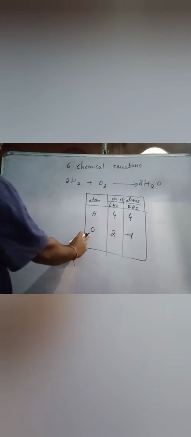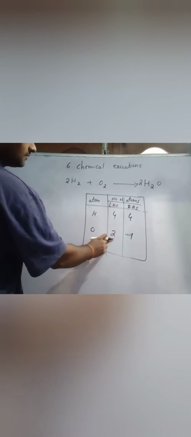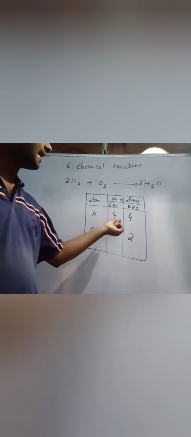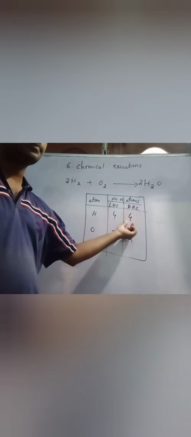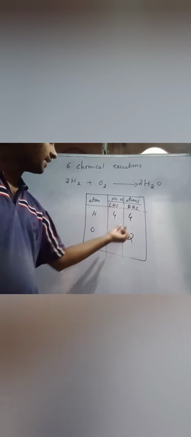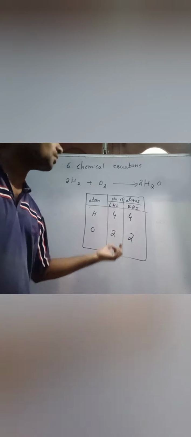Now oxygen atoms in LHS 2 atoms. Now RHS 2 H2O, so 2 atoms. So now the equation is balanced. Clear? So hydrogen atoms is equal to 4 in LHS and RHS also 4 atoms. As well as oxygen atoms, in LHS 2 and RHS 2. So this is called a balanced equation.